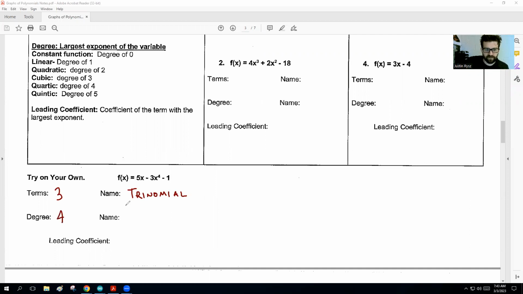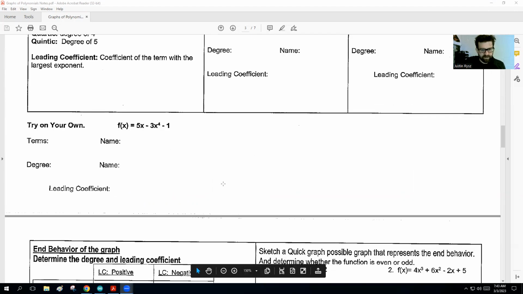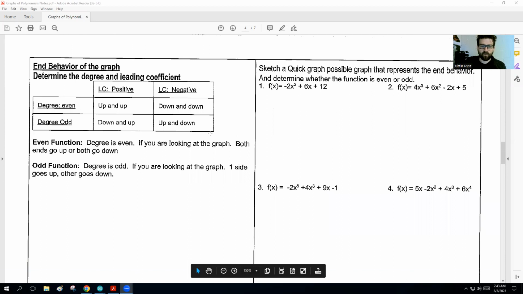All right, degree 4 here, and so that would be a quartic. And the leading coefficient in front of that is a -3. Okay, so kind of basic vocab. You probably have heard these things. Now, why does that matter? Based off of the leading coefficient and the degree, whether the degree is even or odd, and whether the leading coefficient is positive or negative, we can actually determine the end behavior of a graph.